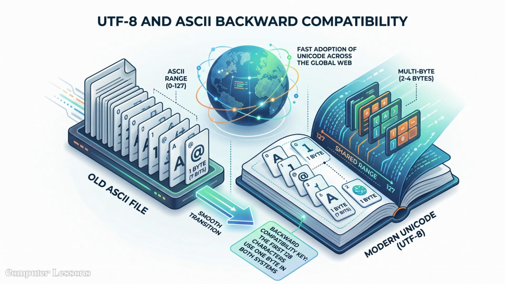UTF-8 is backward compatible with ASCII because the first 128 characters use 1 byte. This means an old ASCII file is also a valid UTF-8 file without any modification. This smooth transition allowed for the fast adoption of Unicode across the global web.